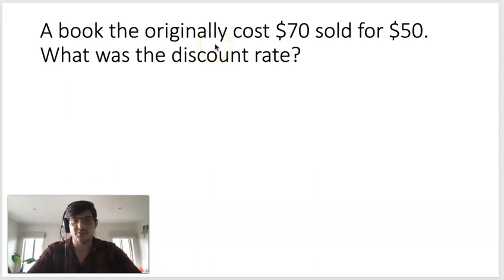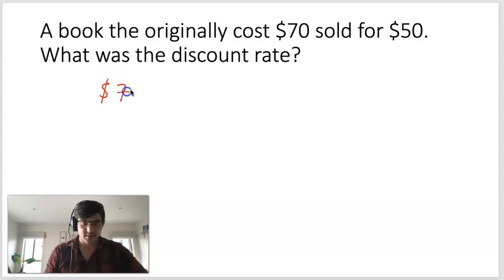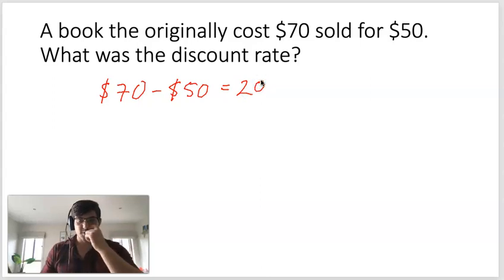So we have a book that originally cost $70, was sold for $50. What is the discount rate? So if we get started, we've got $70 minus $50 is equal to $20. So the first part here is we found the difference. This is the difference from the original cost to the discount amount. Now we have to find what percentage this $20 is compared to the original cost, which is $70.